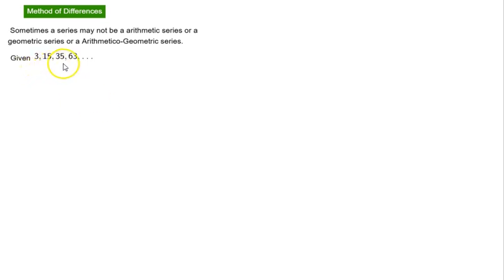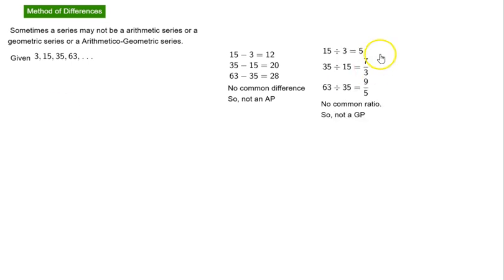Given 3, 15, 35, 63, and so on, we notice that 15 minus 3 is 12, 35 minus 15 is 20, 63 minus 35 is 28. That means there is no common difference, so this sequence is not an arithmetic progression. Now let's check whether it is a geometric progression. 15 divided by 3 is 5, 35 divided by 15 is 7 by 3, 63 divided by 35 is 9 by 5. So again, no common ratio, which means it is not a geometric progression.